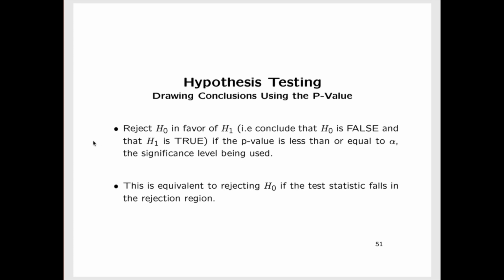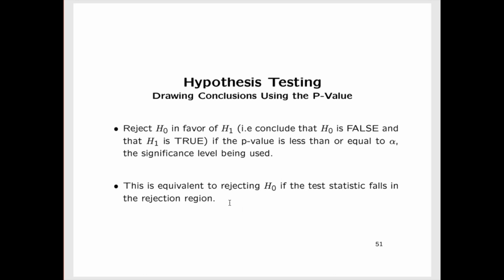Specifically, we reject the null hypothesis in favor of the alternative. In other words, we conclude that the null hypothesis is false and that the alternative hypothesis is true if the p-value is small. How small? If it's less than or equal to alpha, which is the significance level used for the test.